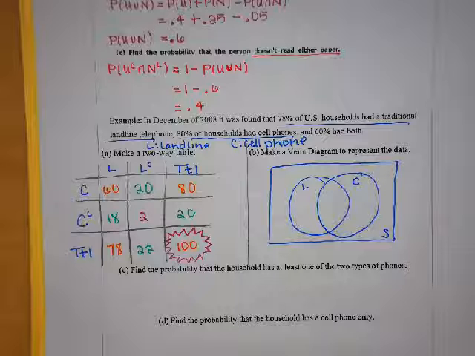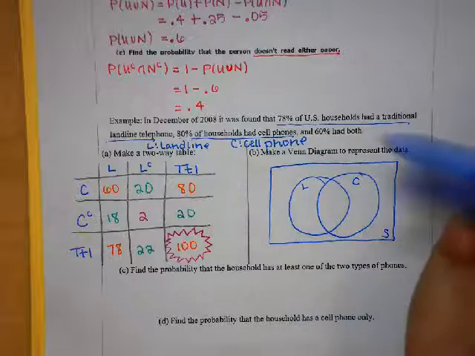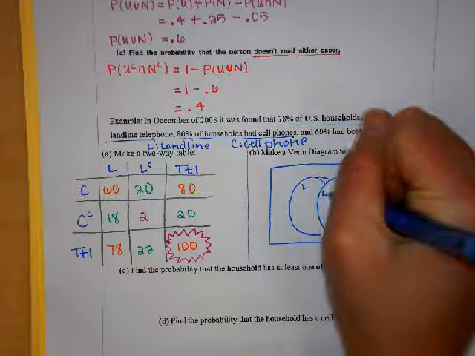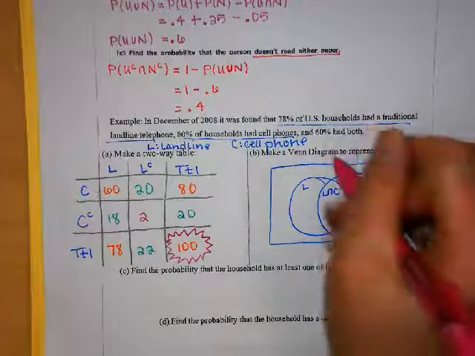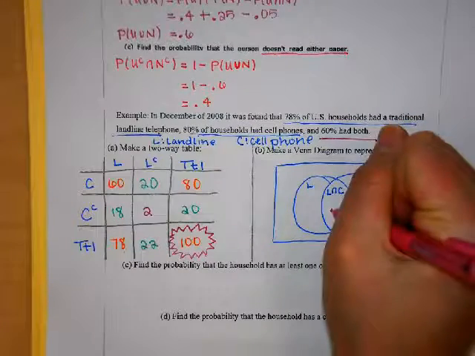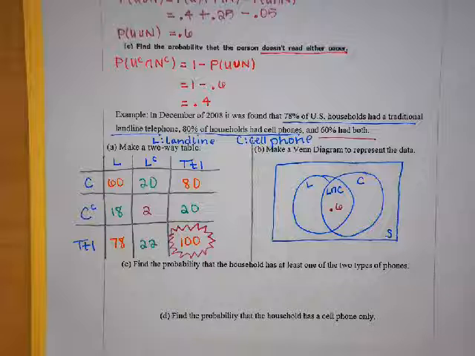So remember, I said with Venn diagrams, you always start with the overlap. So they have both landline and a cell phone. That's 60%, so 0.6. That's probably not really 60%, so that's what I mean when I say I can't make them to scale, but you guys get the idea, and that's the important part.